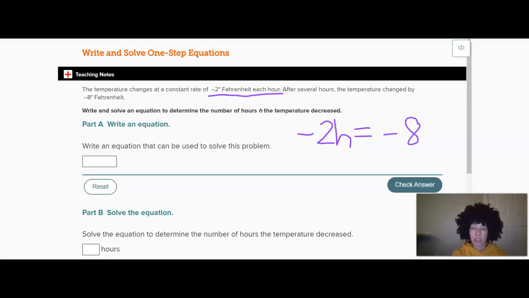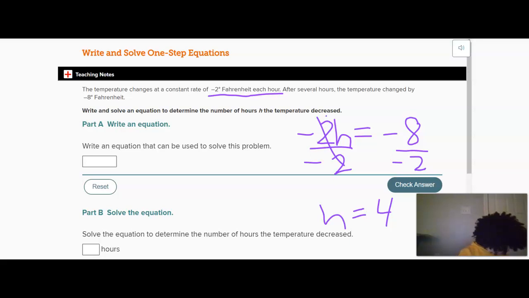So in this case, it's a multiplication equation. Negative 2h equals negative 8. And then we will divide both sides by negative 2, because the inverse of multiplying is dividing. So we will divide, and we get that h equals positive 4.